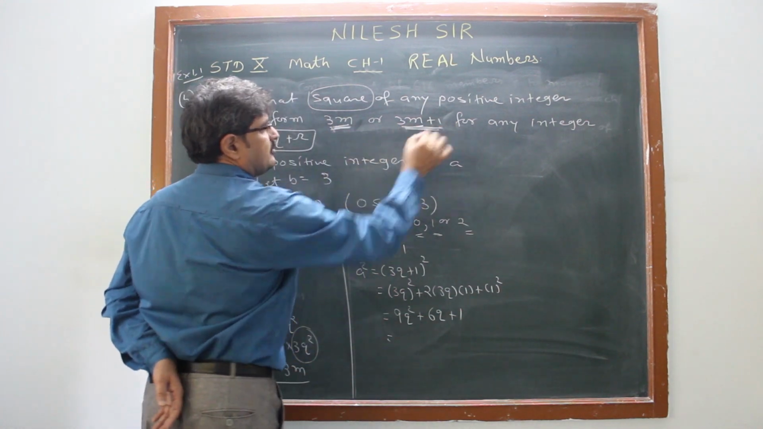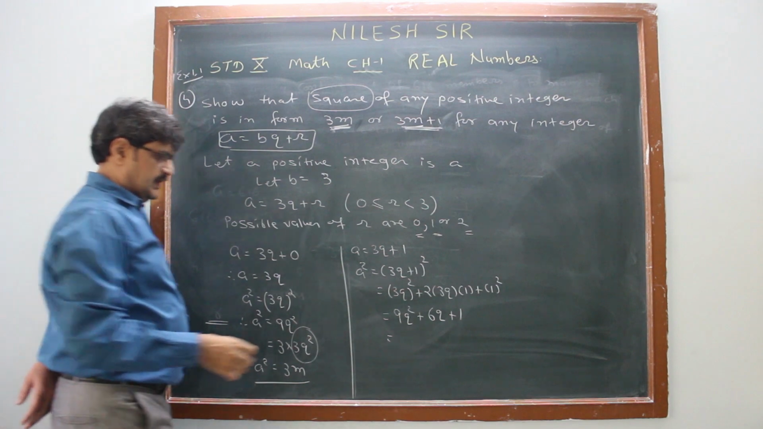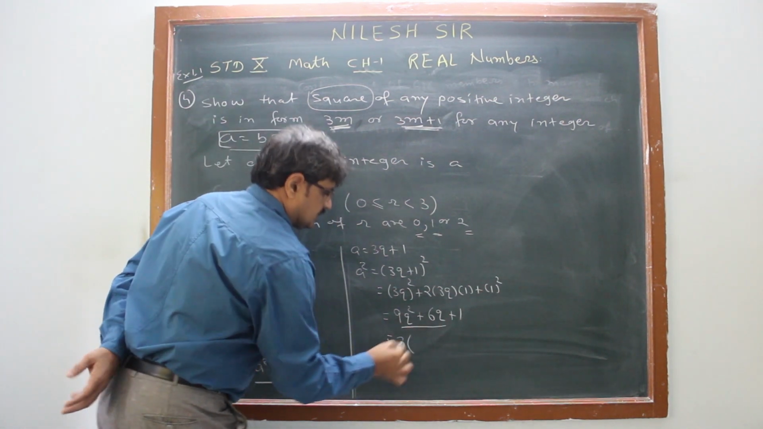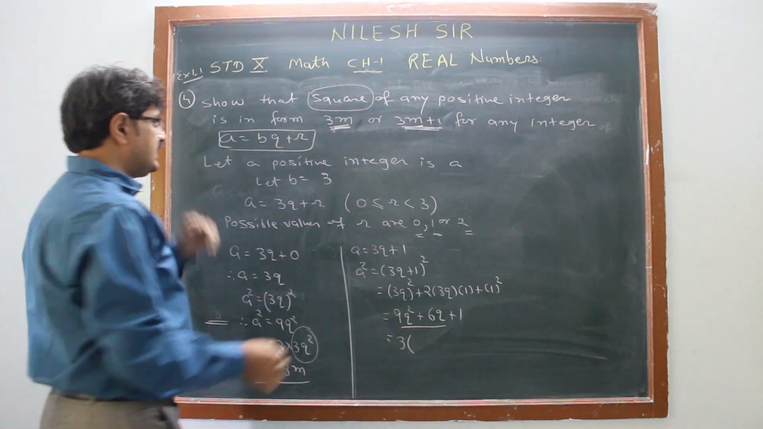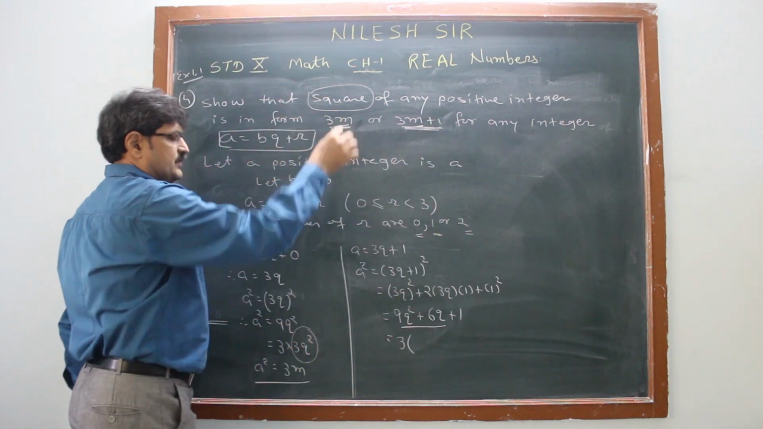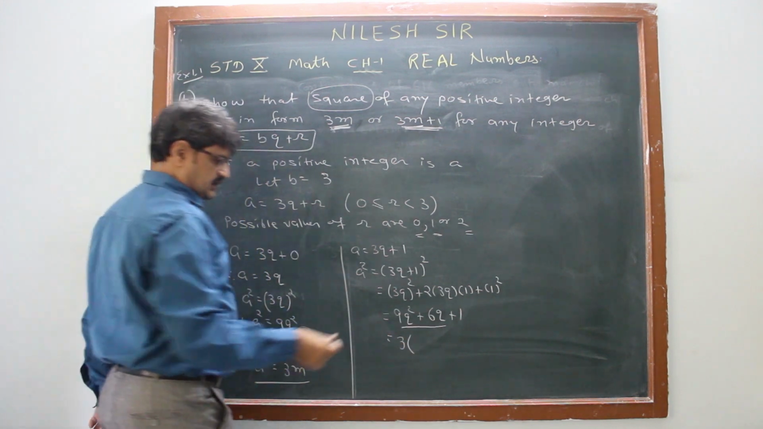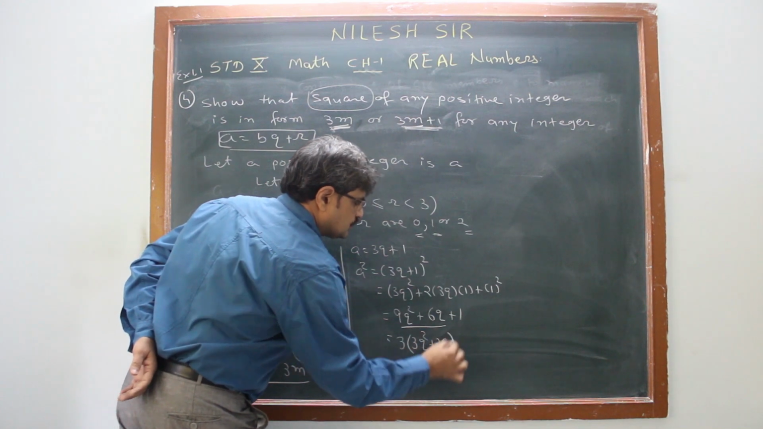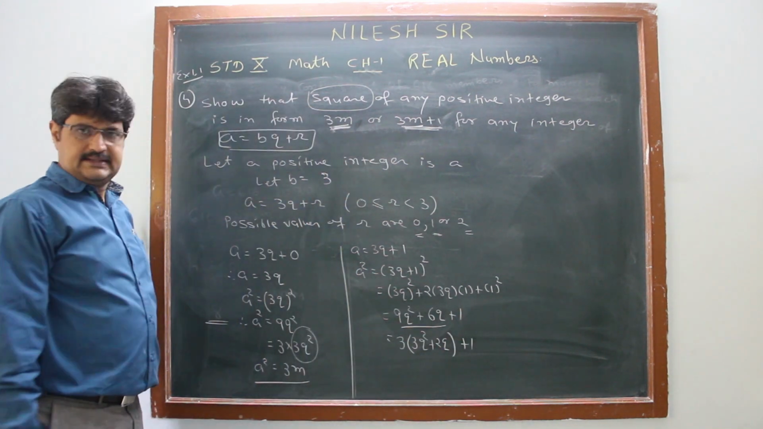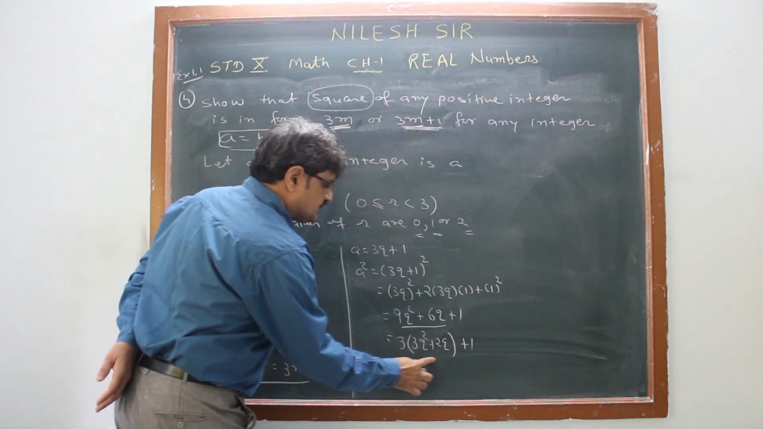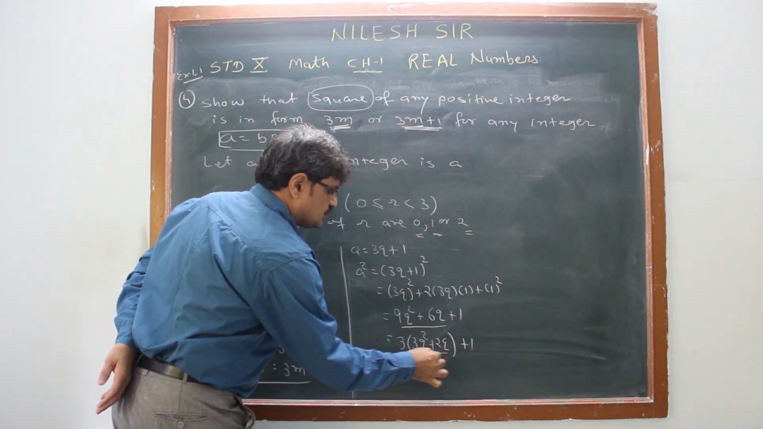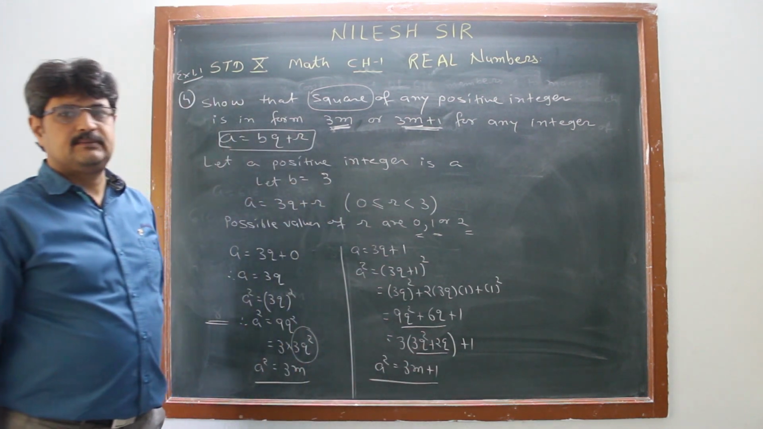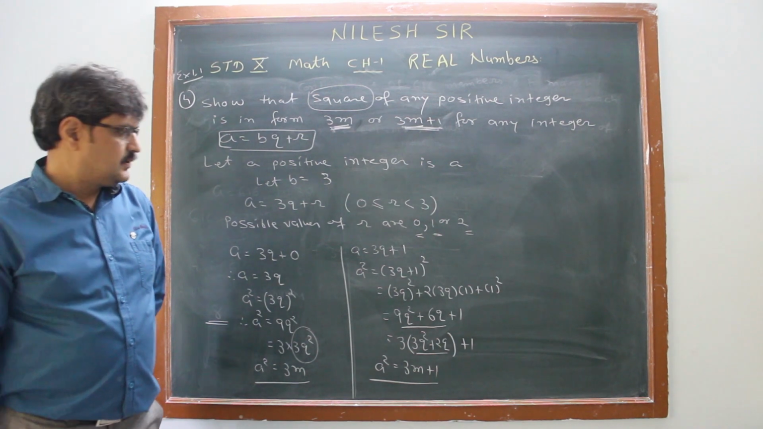I want the answer in the form of 3m or 3m plus 1. Here, these are the two terms from which I can take 3 common. I want the answer in the form of 3m plus 1 or 3m, so I have taken 3 common. The remaining terms are 3q square plus 2q, and 1 I will write as it is. Again, I can assume that 3q square plus 2q is equal to m. So I can say that the square of this number is in the form 3m plus 1.